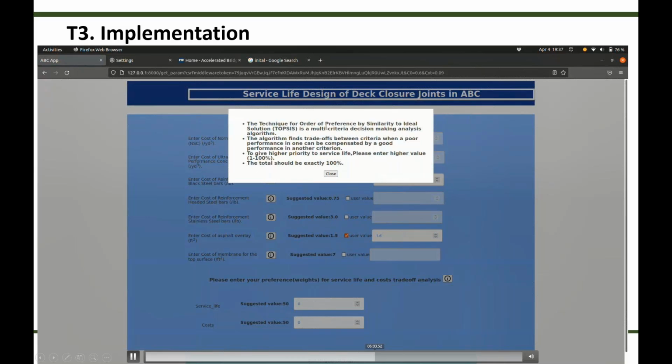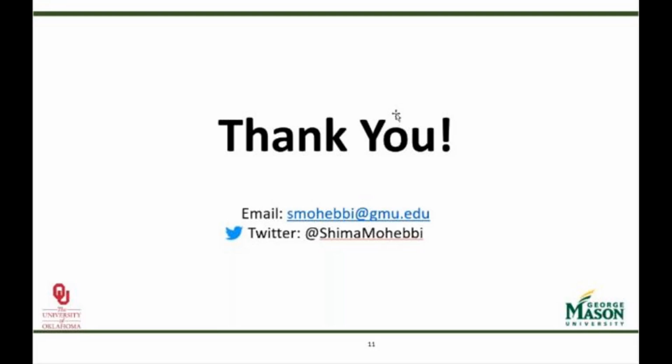So here we have the first scenario, let's say it takes a few seconds to load. The default values are equal weights to service life and cost. And then after they input the importance, they will see the best mitigation strategy. So I'm going to fast forward a bit here.